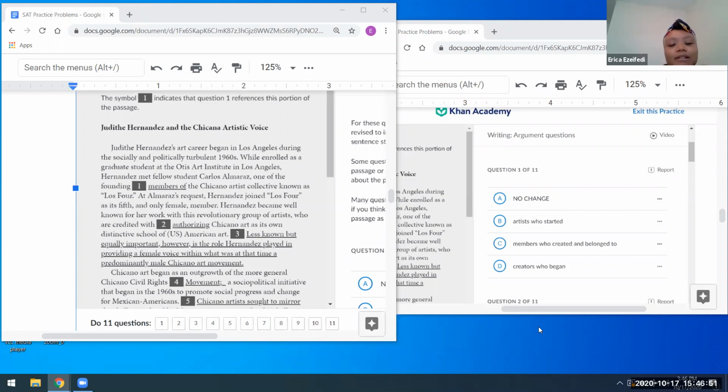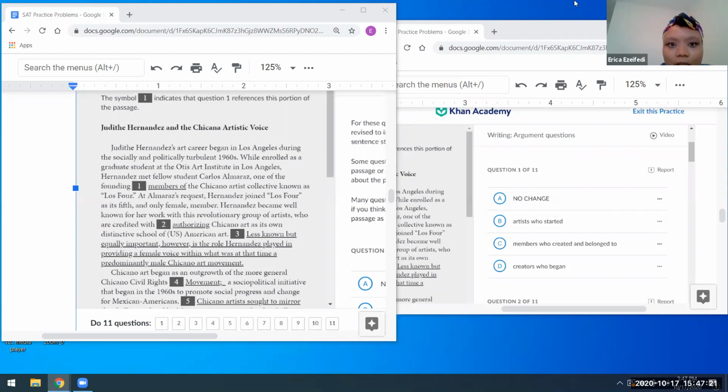Basically, yeah, once you read it out loud, it's obvious it's not as concise. Although, let's see, one of the founding members who created and belonged to the Chicano artist collective known as Los Four. That's technically not incorrect, grammatically, but you're right, you want to keep it concise.